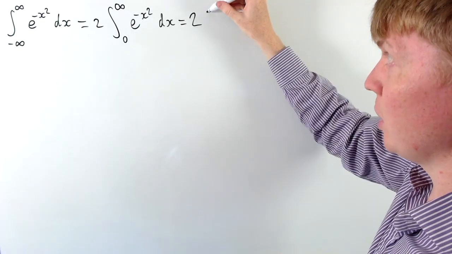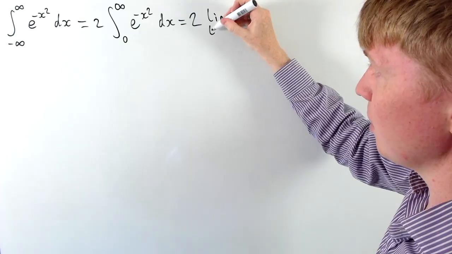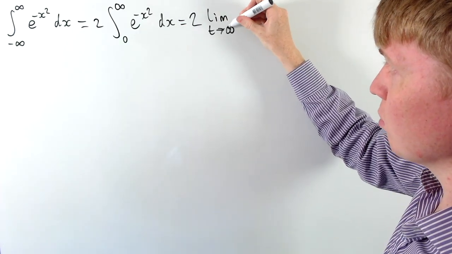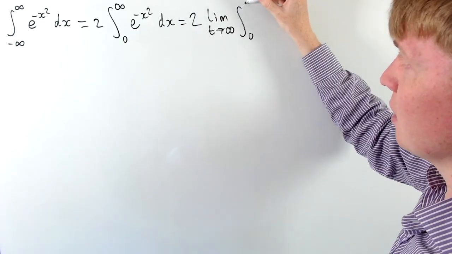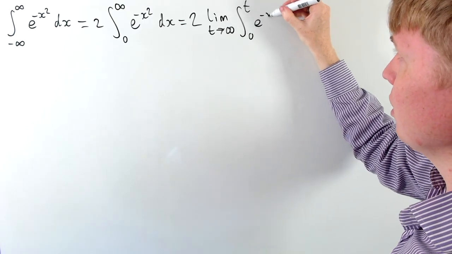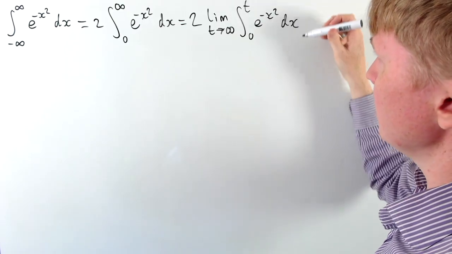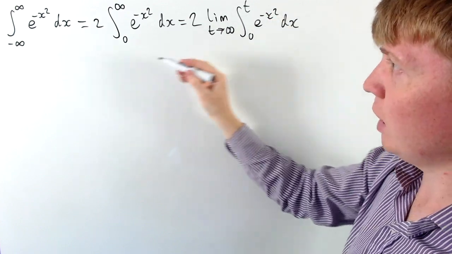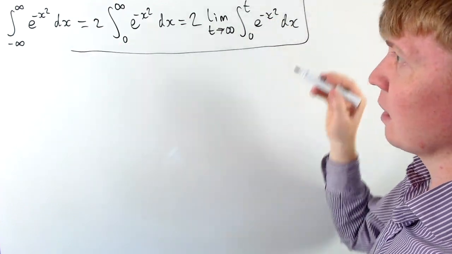And we'll also think of this, instead of an integral going up to infinity, as a limit. So we can write this as 2 times the limit as, we'll say, t goes to infinity, of now the finite integral going from 0 to t of e to the negative x squared dx. So we'll actually work with this finite integral, and then at the very end we can take limits to verify the result.